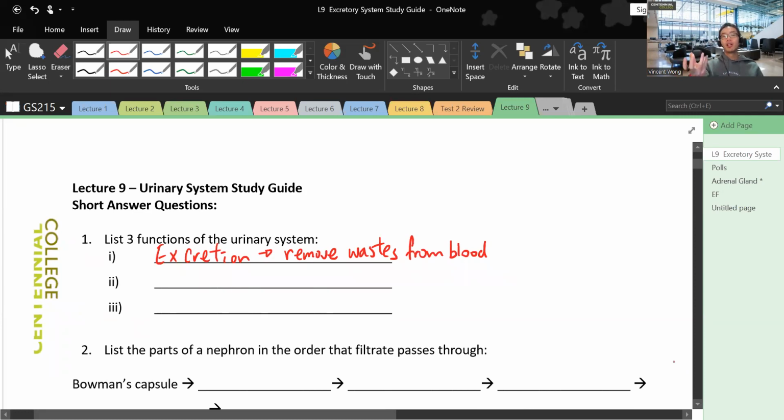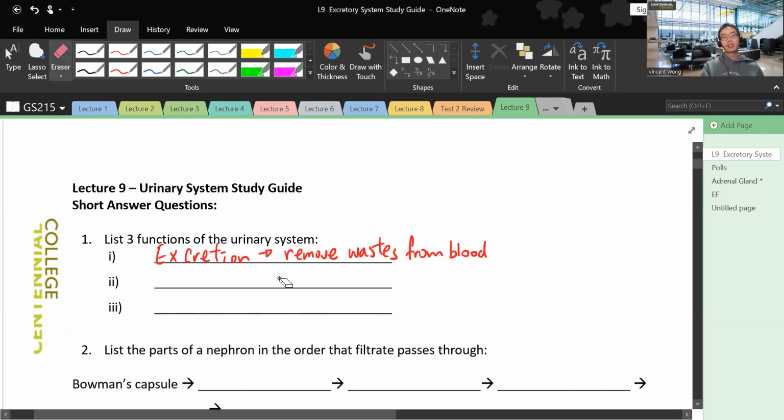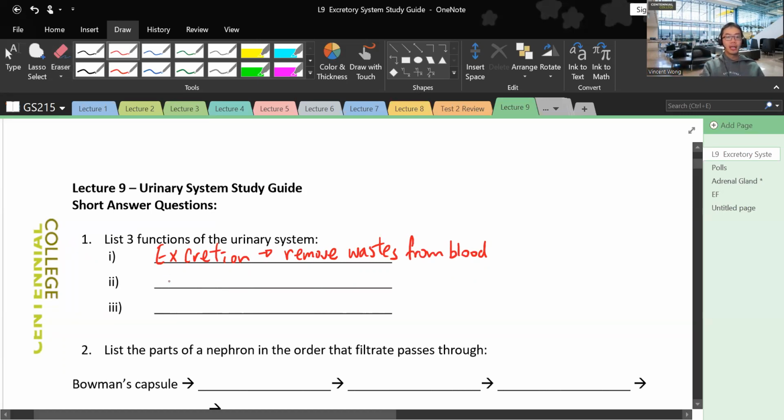So the process of removing these waste products from the blood and putting them elsewhere in the body, that's called excretion. It's important to remember the excretion does not take the waste out of the body. It just takes it out of the blood. It's still in the body. And then to actually get it out of the body, that's called elimination.